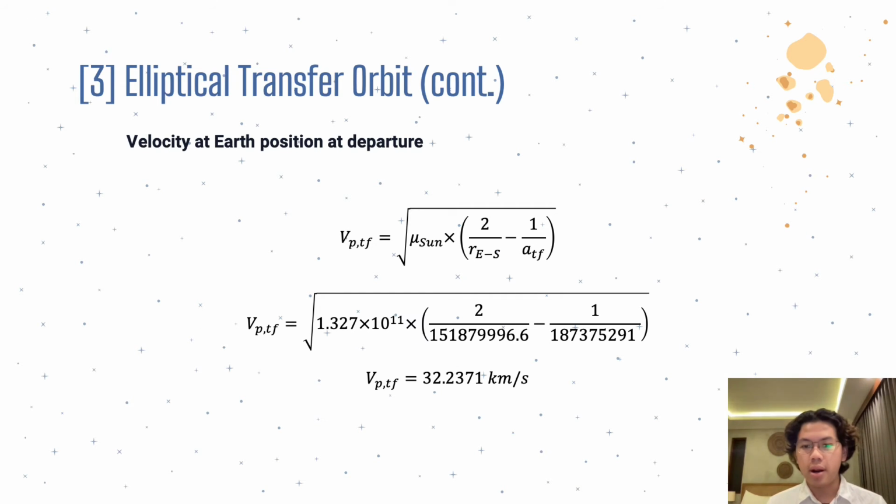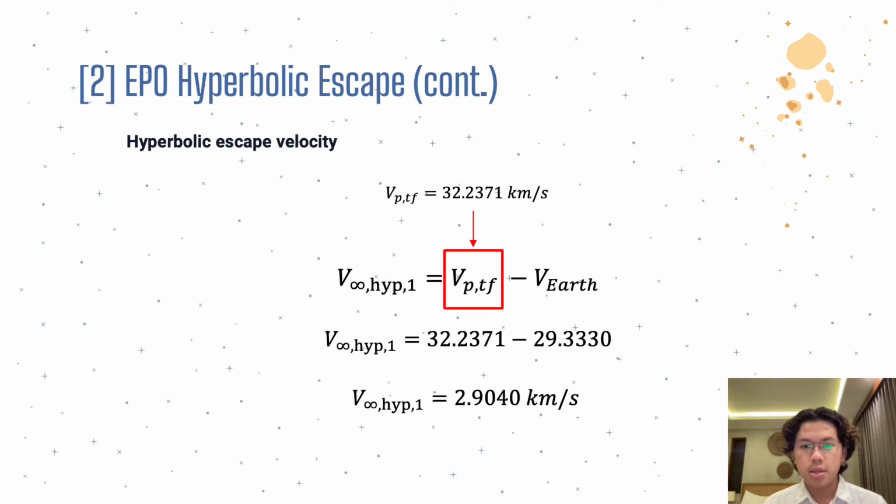So using those parameters, we can now calculate the velocity of the spacecraft at its pericenter. Also by using the vis-viva integral, the velocity is found to be 32.2371 km per second relative to the Sun. And therefore, we can now go back to the calculation for escape velocity. From the equation shown before, the hyperbolic escape velocity of the spacecraft is calculated to be 2.9040 km per second relative to the Earth.